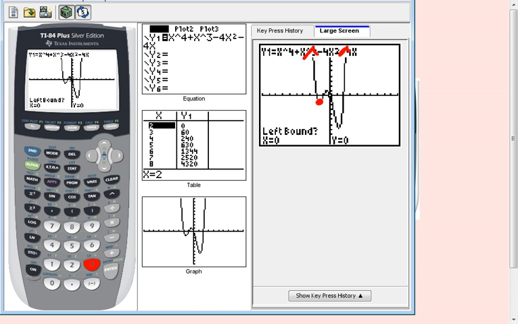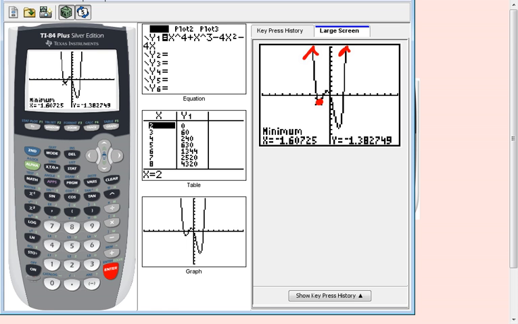Okay? And now do you see how your calculator is asking you for left bound down there? You want to put your cursor a little bit left of where my red dot is, hit enter. A little bit right of where the red dot is, hit enter. And then you can put it right on. You really don't even need to move it, but I like to put it right on because your calculator program's a little faster then.